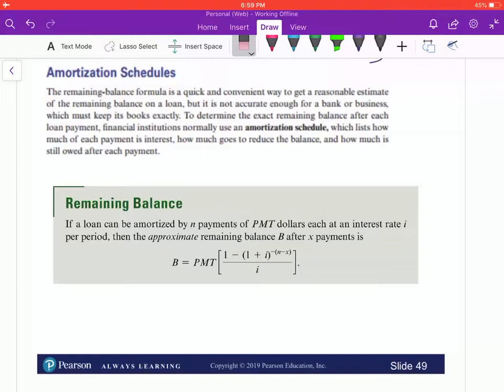So the remaining balance formula is a quick and convenient way to get a reasonable estimate of the remaining balance on a loan. But it is not accurate enough for a bank or business, which must keep its books exactly. To determine the exact remaining balance after each loan payment, financial institutions normally use an amortization schedule, which lists how much of each payment is interest, how much goes to reduce the balance, and how much is still owed after each payment. This is usually created by computer software, but you could also create one using Excel.